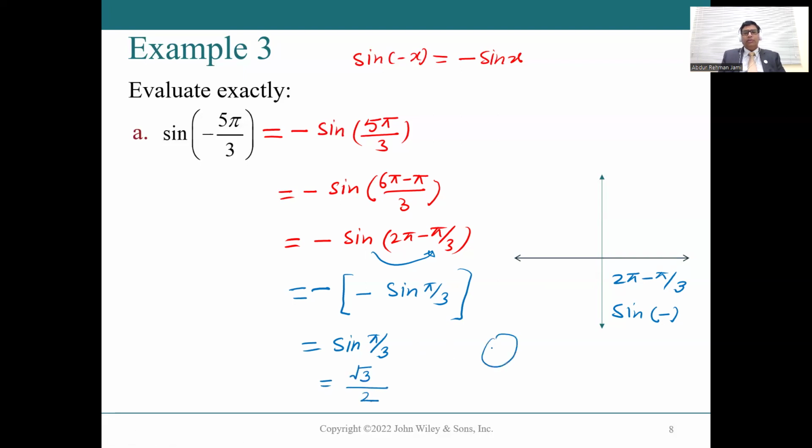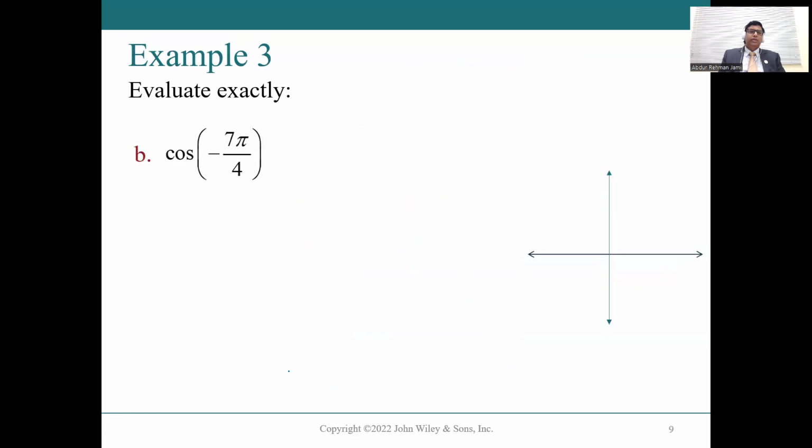I hope all of you understood it. The only thing is, with negative angle, first we apply the formula, and then same process will follow. Here you can see it's the same thing. And in case of a cosine, we know cosine of negative x is equal to cosine x. Why? Because cosine is an even function. Apply it.